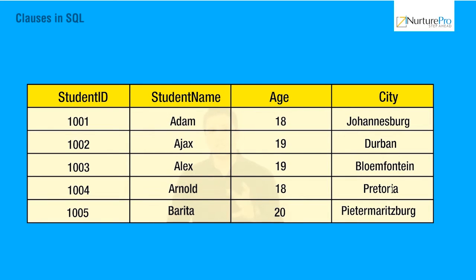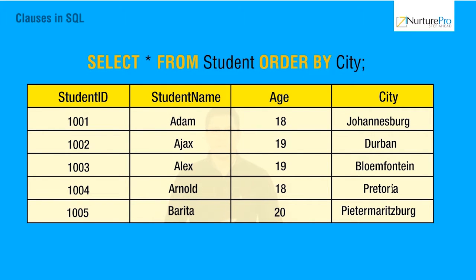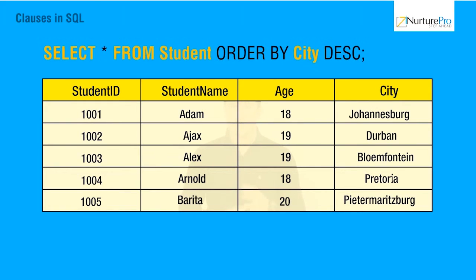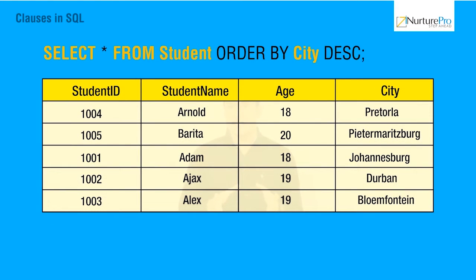Consider a student table shown on screen. Now we will try to sort the student table based on city names. By running the query shown on screen, it will sort the city names in ascending order. Now we will try to sort the student table in descending order based on city names. By running the query shown on screen, it will sort the city names in descending order.